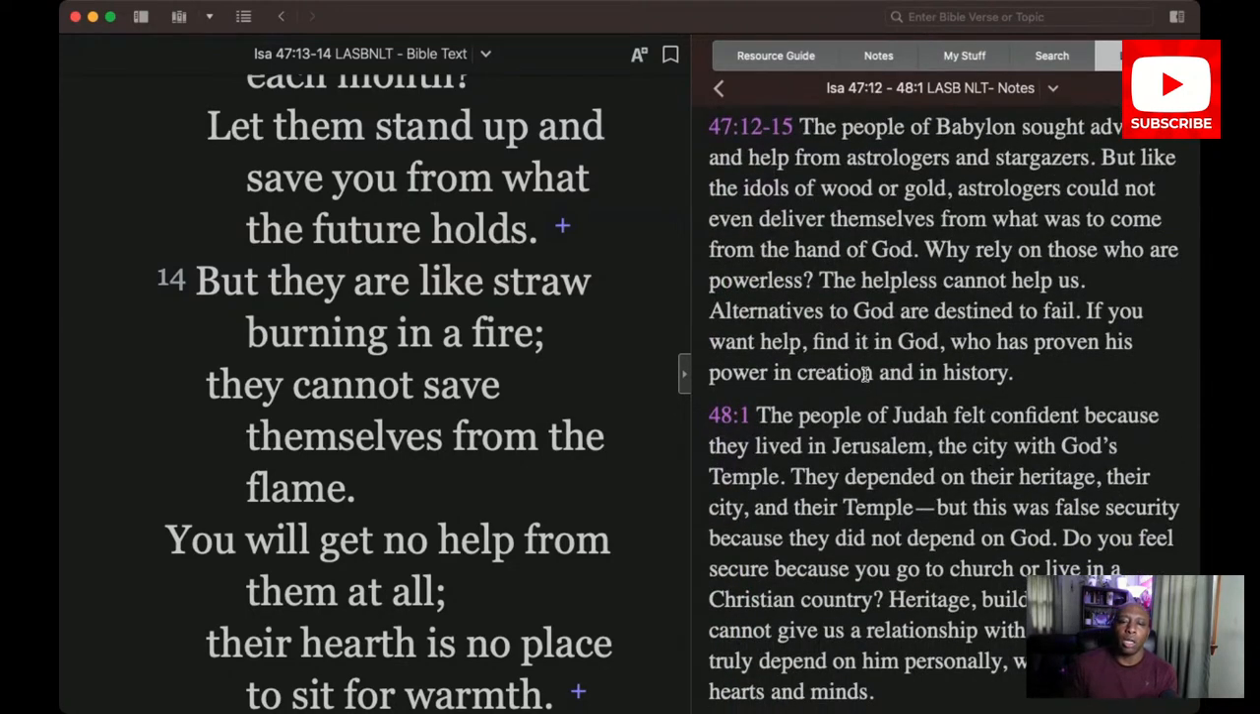The people of Babylon sought advice and help from the astrologers and stargazers. But like the idols of wood and gold, astrologers could not even deliver themselves from what was to come from the hand of God. Why rely on those who are powerless? The helpless cannot help us. Alternatives to God are destined to fail. If you want help, find it in God, who has proven his power in creation and in history. Amen.